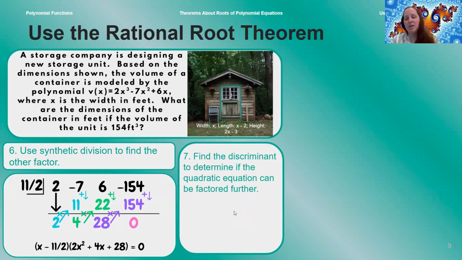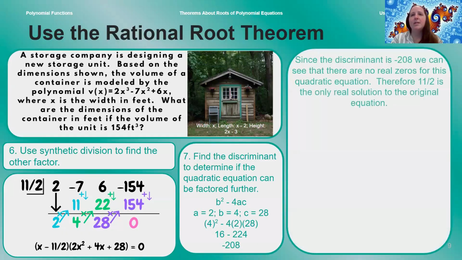The discriminant, remember, is the value underneath the radical sign, so in this case, b squared minus 4ac. That b squared minus 4ac, that's my discriminant. I have a b of 4, an a of 2, and a c of 28. I substitute those values in. 4 squared minus 4 times 2 times 28 gives me 16 minus 224, which is negative 208.